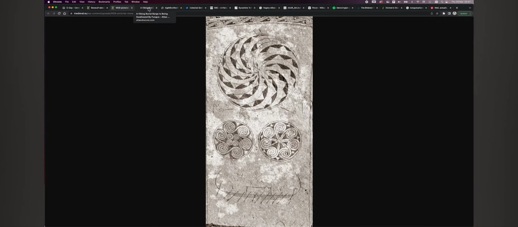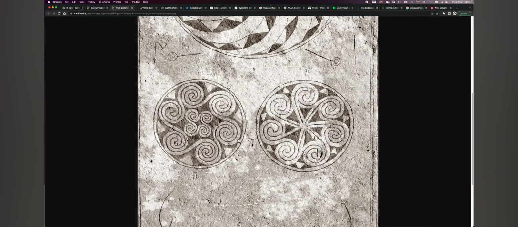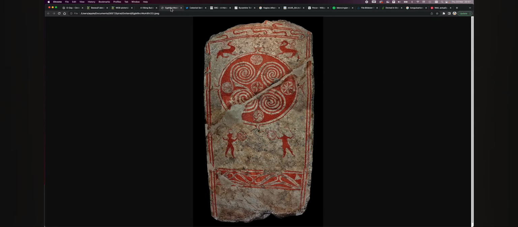Now, there are other images in Gotland and in this family of art, Viking art, and we can have a look at one of those here.